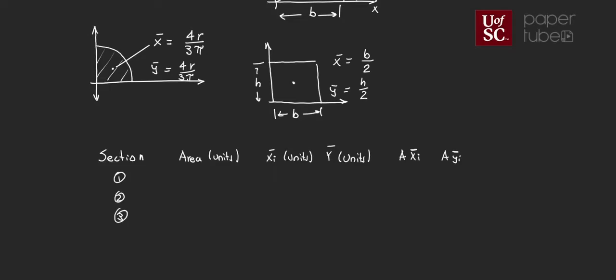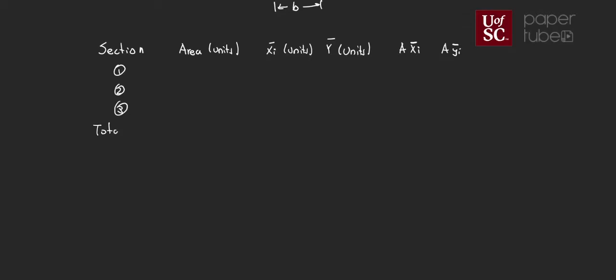All right, and then we're going to do totals. We're going to need the total of my area, so it's going to be the sum of my areas, that's my A i. And here we're going to have the sum of my areas times x bar i and the sum of my areas times y bar i. Right? So my centroid, my composite section, right?